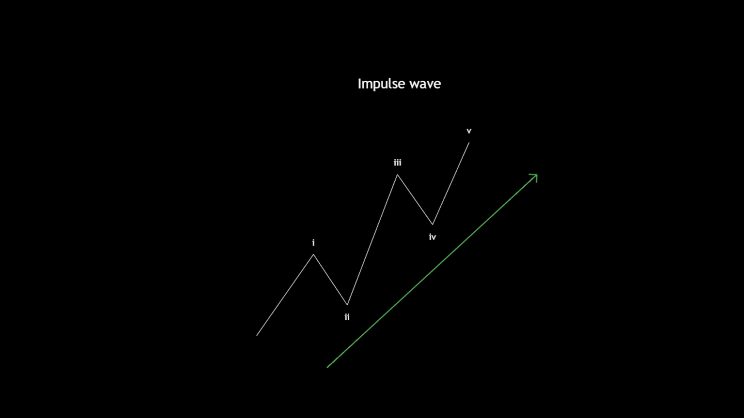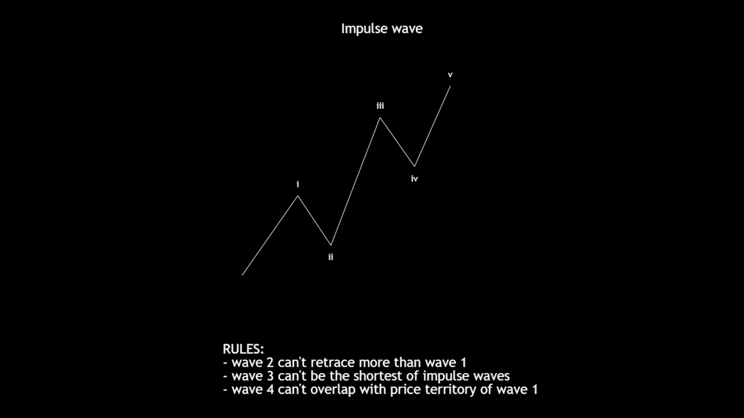An impulse wave subdivides into 5 waves of 1 lesser degree. Waves 1, 3 and 5 move with the trend, while waves 2 and 4 go against the trend. Now that we know the basic look of an impulse wave, let's discuss some rules. Wave 2 can't retrace more than the beginning of wave 1. Wave 3 can't be the shortest of the 3 impulse waves. And wave 4 can't overlap with the price territory of wave 1.